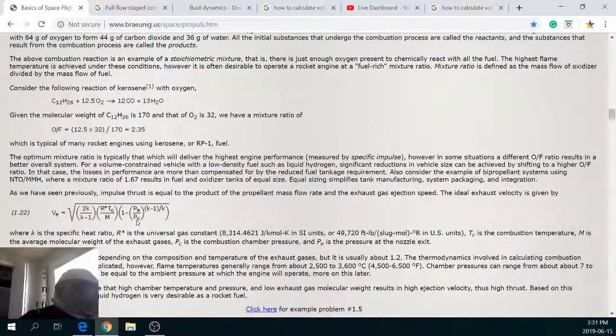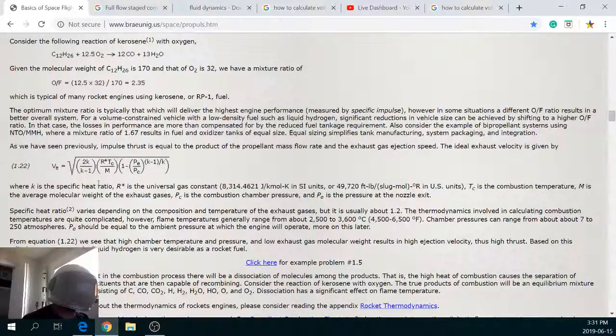This is VE. Ideal exhaust velocity is how fast we should accelerate the gases by the end of the whole burn to get the maximum overall thrust. This plays in perfectly with the rest of the equation. Okay, specific heat ratio. I think we'll find that out sooner or later. It varies depending on the composition and temperature of exhaust gases, but is usually about 1.2.